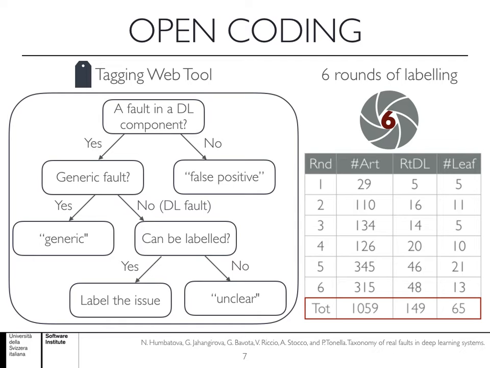After the 4th round, we started to build the initial taxonomy in a bottom-up approach, which means that we first group the tags that correspond to similar notions into categories, with some of them later combined in parent categories. We decided to stop the process once a new labeling round did not result in the creation of any new inner categories in the taxonomy. In total, we were able to analyze 1,059 artifacts, 149 of which were related to DL.